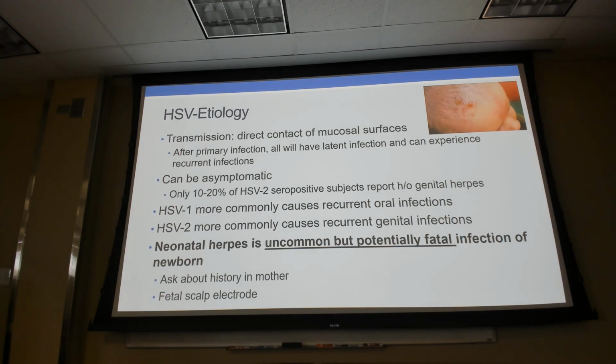This is going to be that direct contact on mucosal surfaces. So we haven't had that as much yet, other than those zoster that we had. The rest of them were those respiratory secretions. Now we're looking at direct contact.